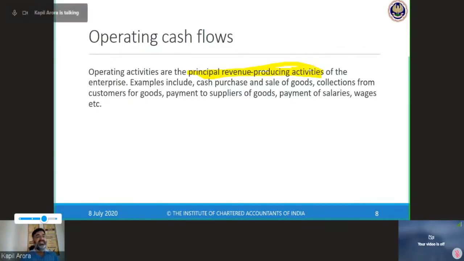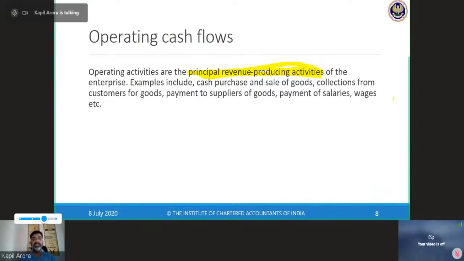So operating activities are the principal revenue producing activities and the most important activities from the cash flows understanding. If the company is not generating cash from operations, it means there is something wrong with the company. Something wrong with the management of cash from the operating activities.